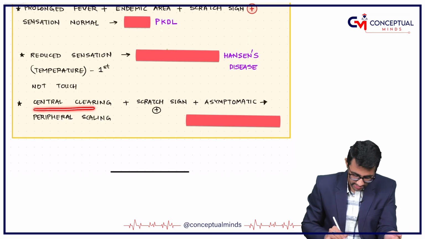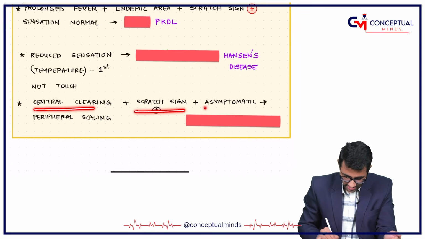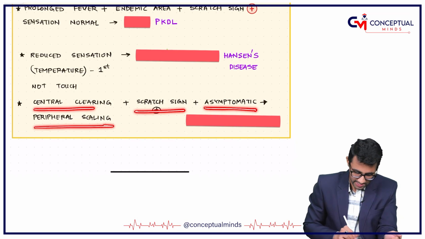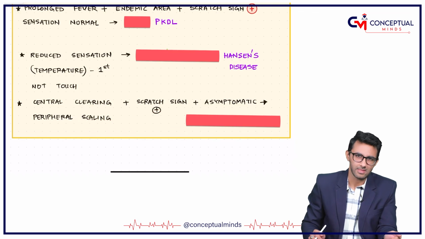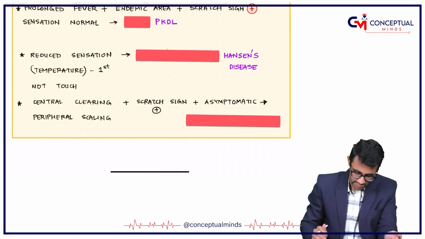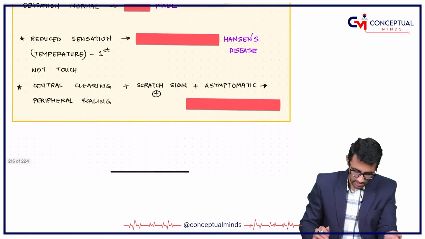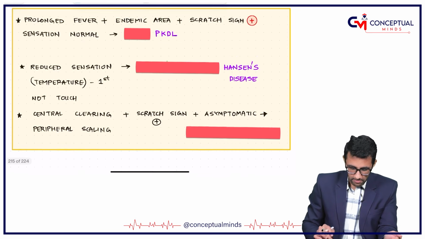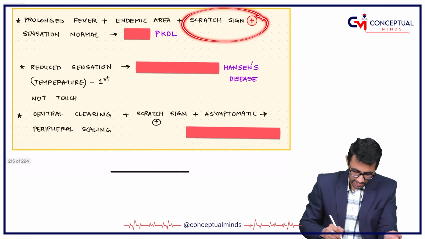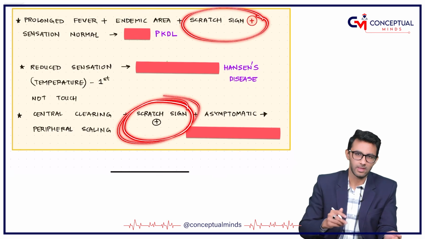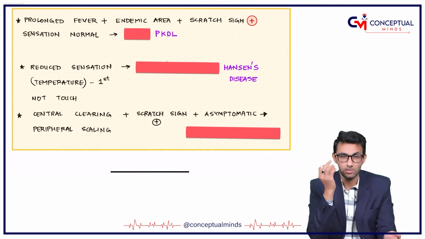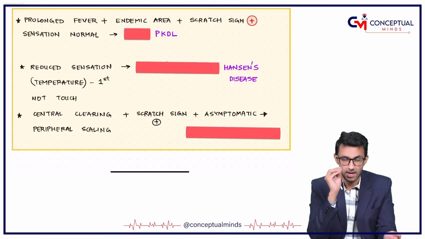There is central clearing, scratch sign is positive, asymptomatic patient and peripheral scaling is seen. Tell me, what is this, ladies and gentlemen? Do you guys remember what is scratch sign, or do I need to make you revise this topic? Scratch sign, yes. So we also read so much about this.